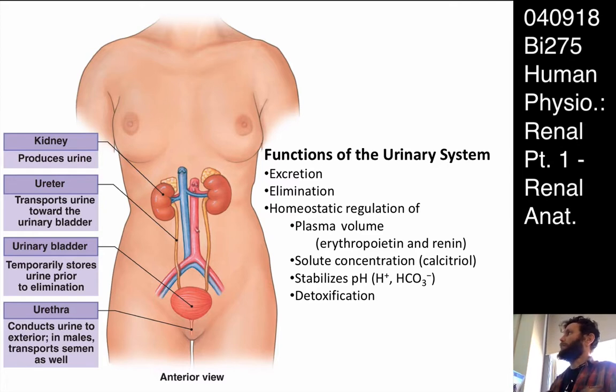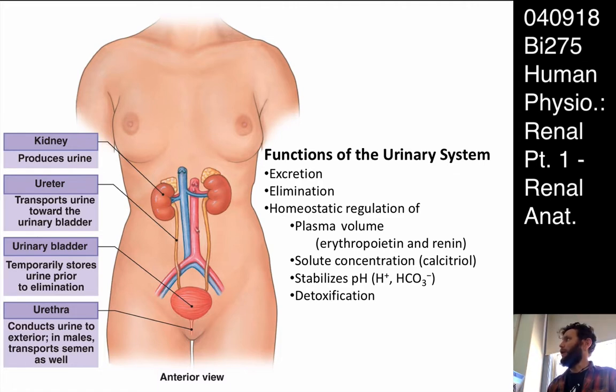So it helps regulate the plasma volume through the hormones erythropoietin and renin. We'll see what those do. I won't talk about erythropoietin very much. Erythropoietin is responsible for the process called erythropoiesis, or the formation of new red blood cells. It stimulates the formation of new red blood cells. But we will talk about renin at length.